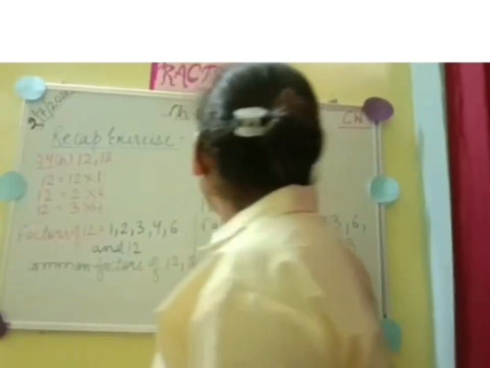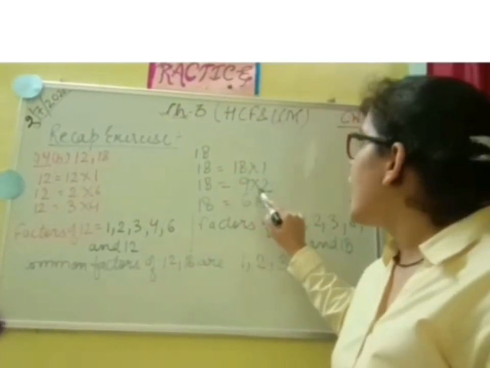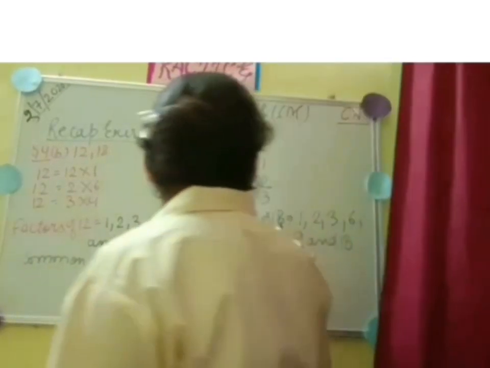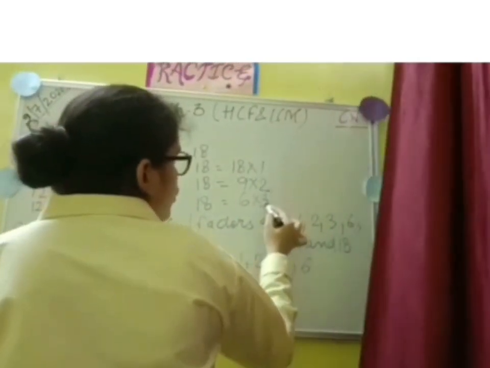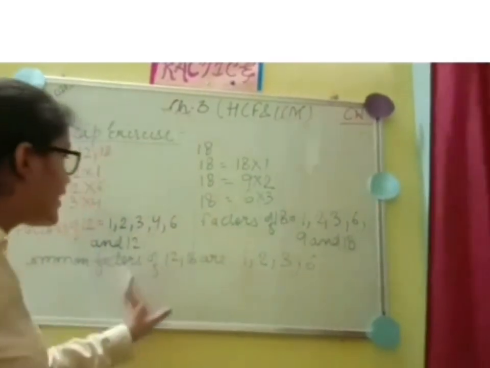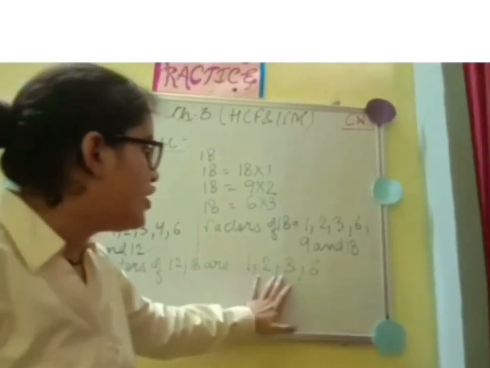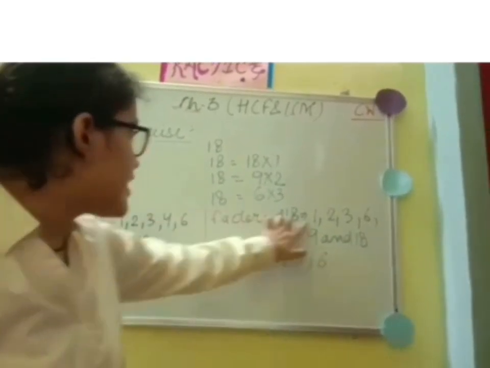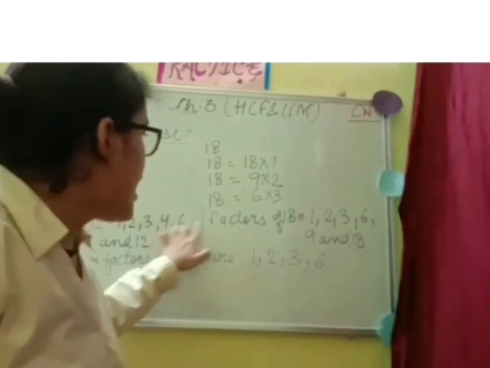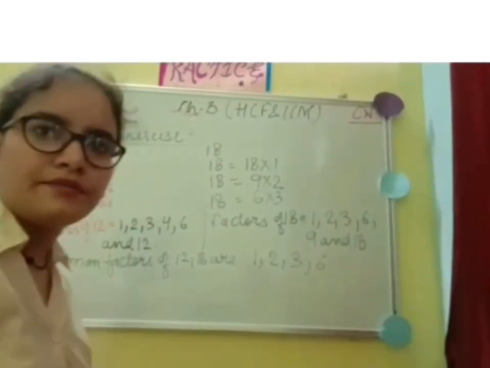So now let's move to the factors of 18. How will you get it? 18 into 1 will give you 18. 9 2s are 18. 6 3s are 18. So what are the factors of 18? 1, 2, 3, 6, 9 and 18. So common factors of 12 and 18 are 1, 2, 3 and 6. 1 is here, 2 is common here, 3 is common here and 6 is also common here.